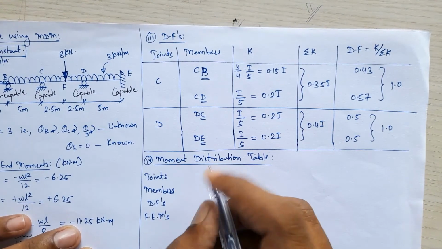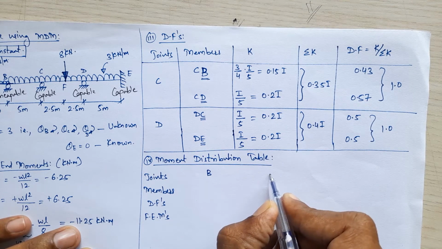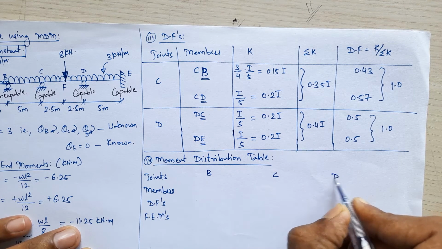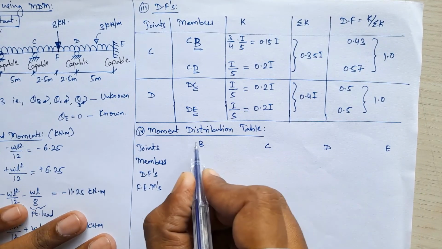So I am marking here all the joints. The first joint is my B, the second is your C, D, and the last joint is your E over here.